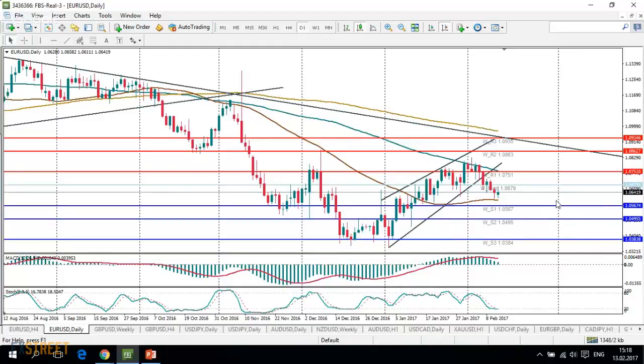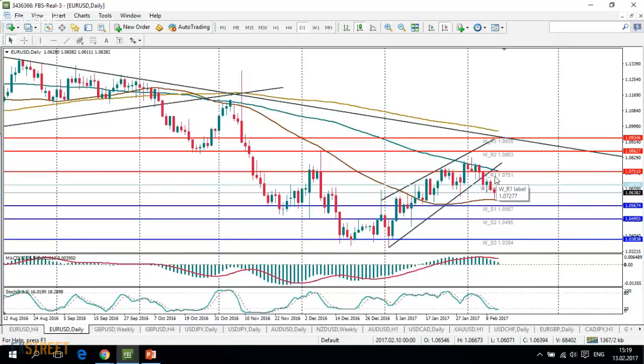But before we got there, we can see that the pair is currently supported by the area of 106. Approximately here lies the 50-day moving average. The line is almost horizontal, and it is providing some support for the pair.